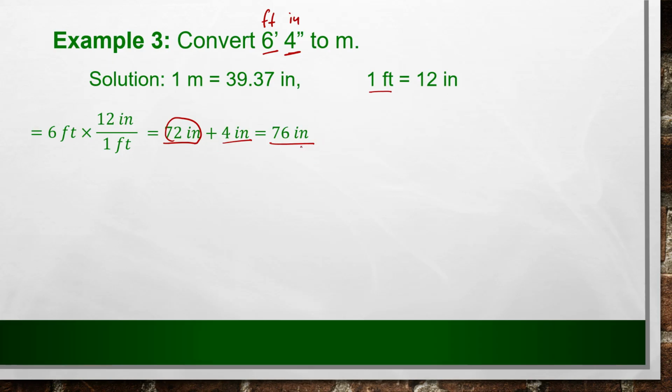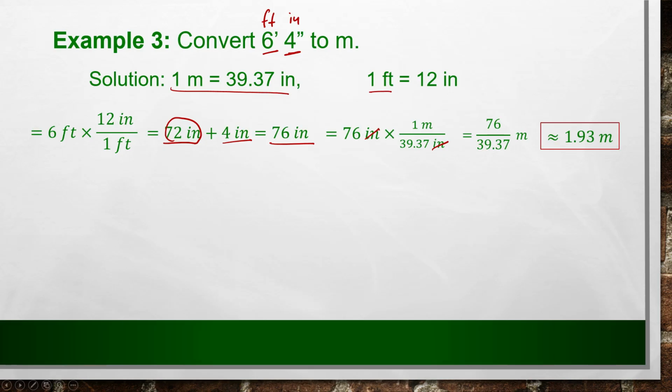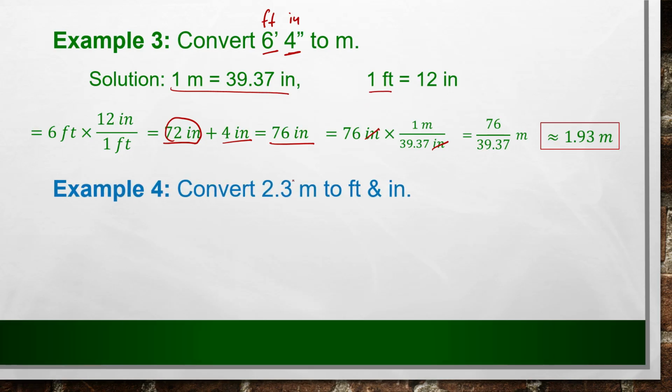And then after this, the next thing that we will do is use these equivalents to find the equivalent measurement of that in meters. So that means this 76 inches times, for every 1 meter there are 39.37 inches. Cancel that out, meaning we'll just divide. So 76 divided by 39.37, and that's approximately 1.93 meters. Now, what if it's the other way around? So let's say we have 2.3 meters, and then we want to convert that into feet and inches.